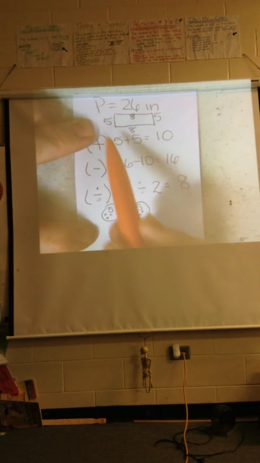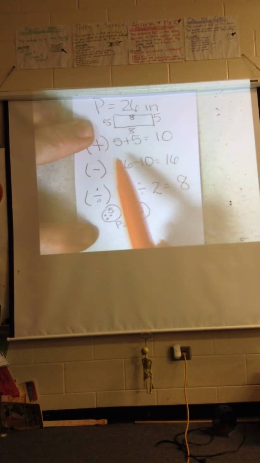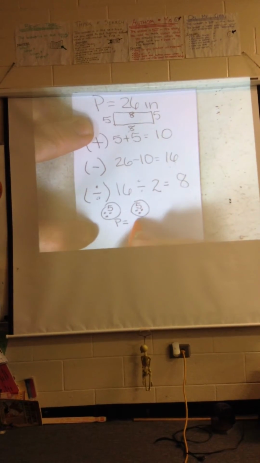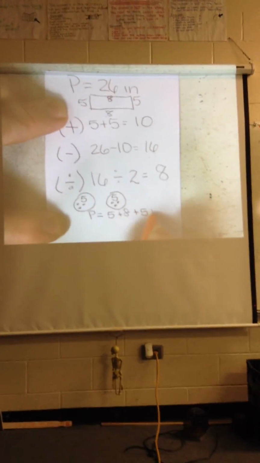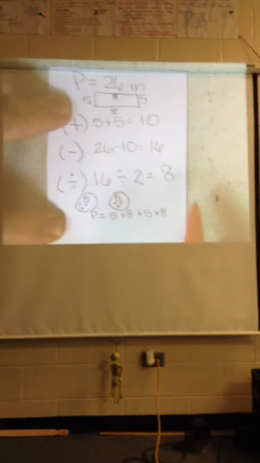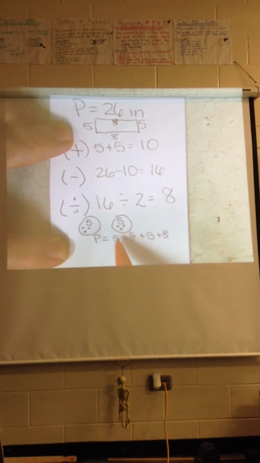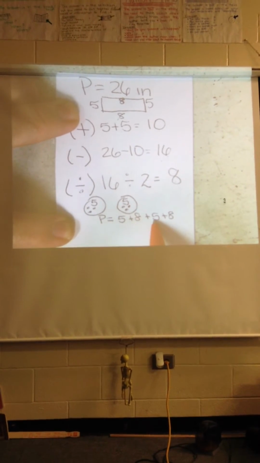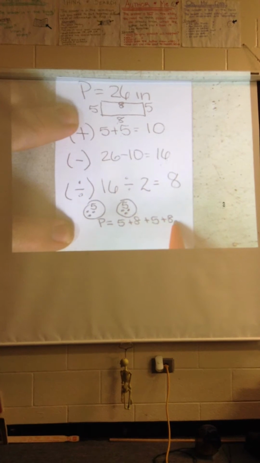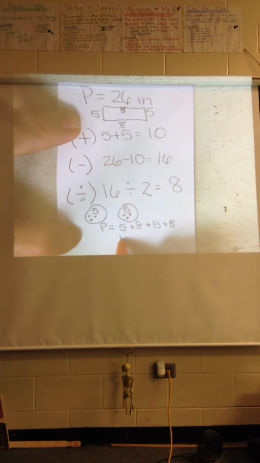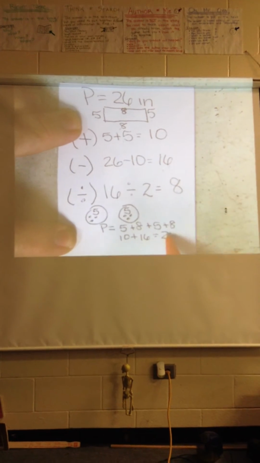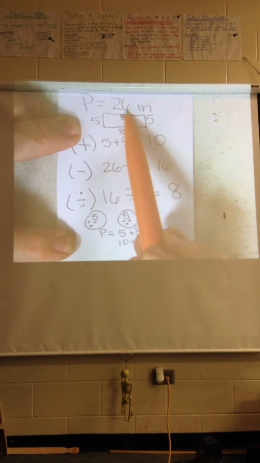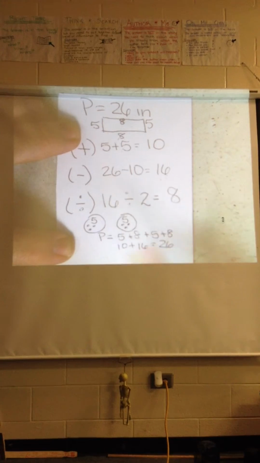If perimeter is the distance around the figure and I add up all the sides, I should add up 5 plus 8 plus 5 plus 8. I'm going to chunk these together because I know that 5 plus 5 is 10. I also know that 8 plus 8 is 16. So 10 plus 16 equals 26. Did that match what I was given? Yes. So I can move on.